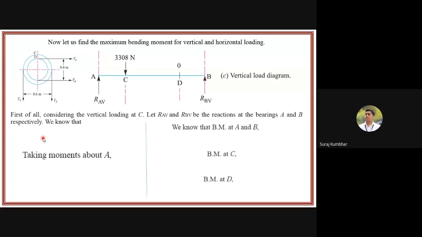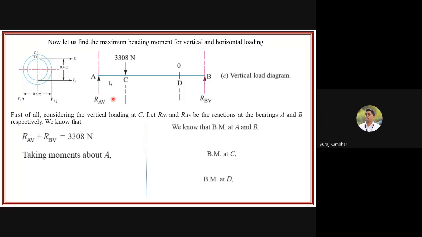Now we know that RAV plus RBV are going vertically upward and the load is vertically downward. That's why RAV plus RBV is equal to 3308 Newton. Do all of you agree with this?